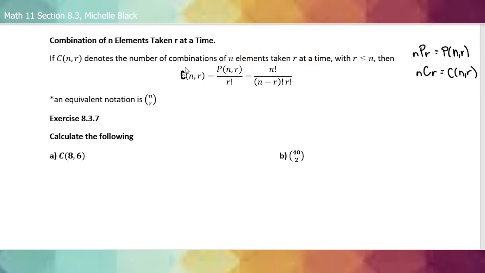Another equivalent notation for our combinations is what we have here. So this parenthesis with the n over r. This will not mean permutation. This is only for combination.